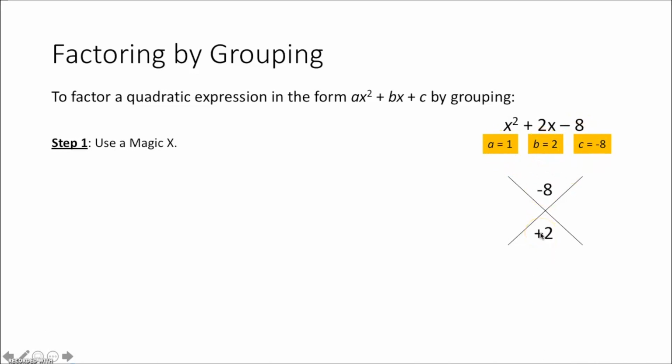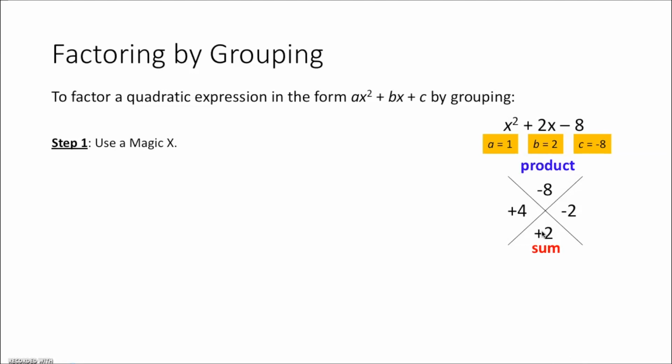You then think about two numbers whose product is -8, they have to multiply together to make -8, and whose sum is +2. They have to add together to make +2. So two numbers that multiply together to make -8 and add together to make +2 would be +4 and -2.